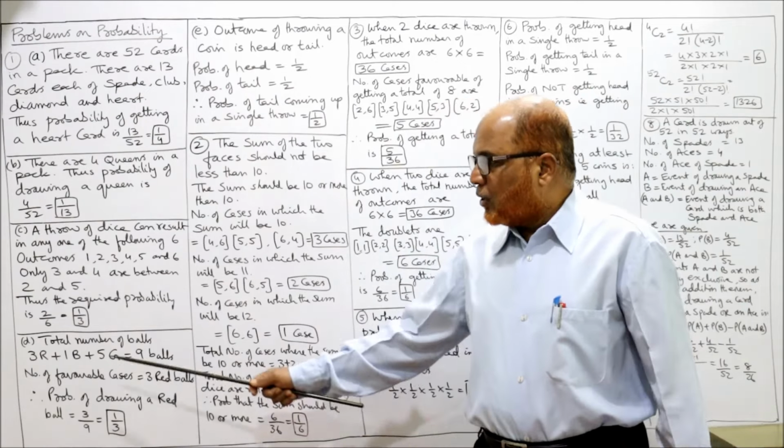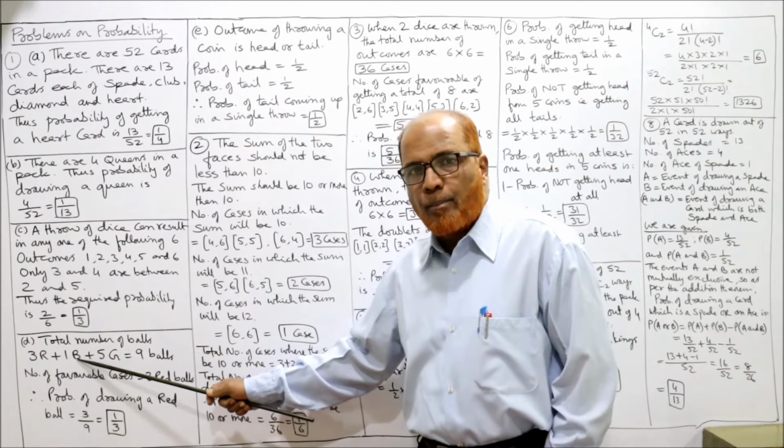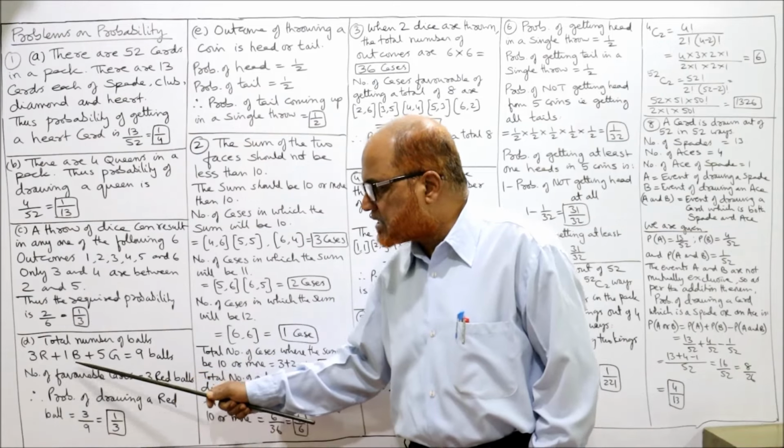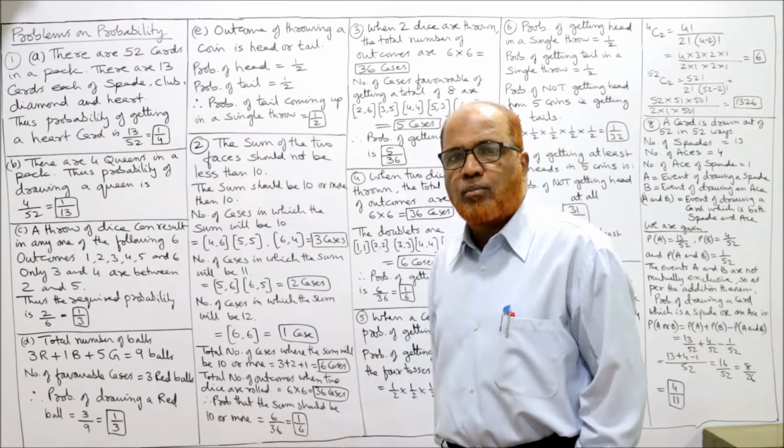Now see, total number of balls in the bag: 3 red, 1 black, 5 green. R stands for red, B stands for black, G stands for green. So total number of balls is 9.